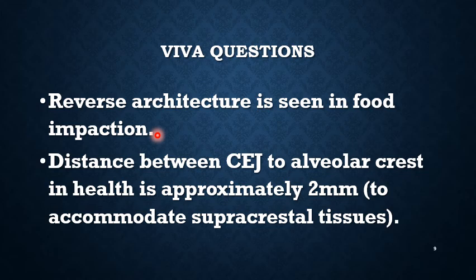Distance between cemento-enamel junction and alveolar crest in health is approximately 2 mm. And this is to accommodate supracrestal tissues. And in health we call it biological width also.